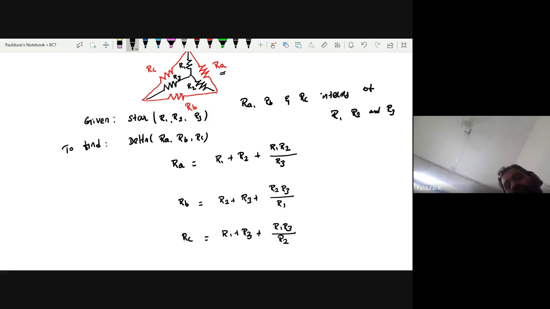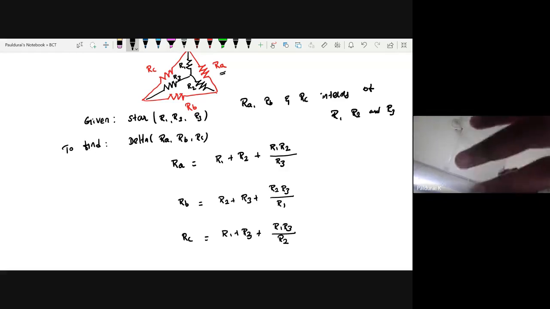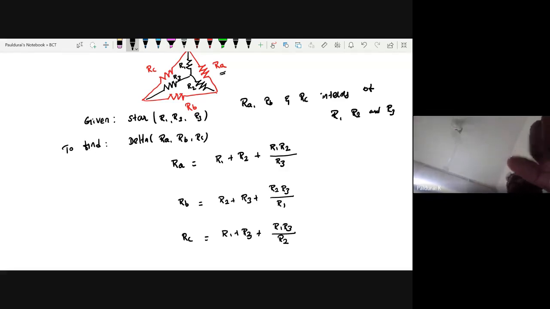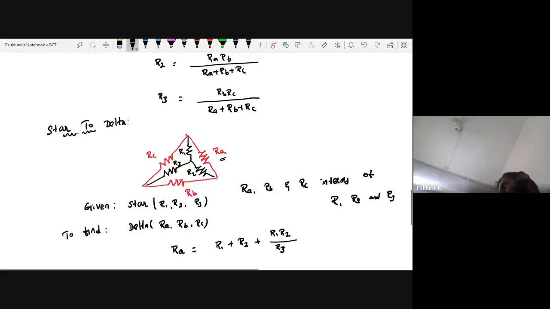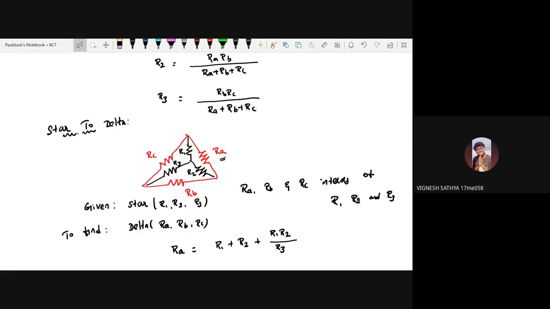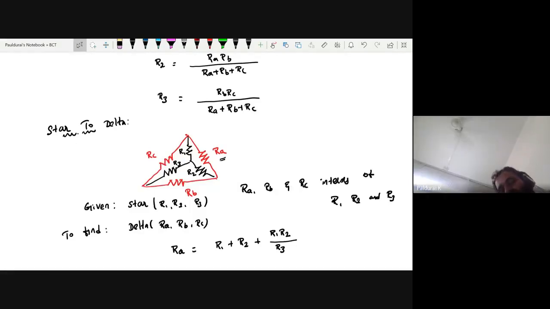Yeah, thank you. So you got the idea of how to write the formula. We can derive how this comes about, but it is not required for you. You just remember the formula, it is sufficient. You are just going to find the equivalent star or delta as per the given problem, so they won't ask you to derive it. Vignesh, did you get the point? Is the formula understood? Yes sir. Now take these two formulas, add them, and then put R1 R2 by R3 in that format. That's it.